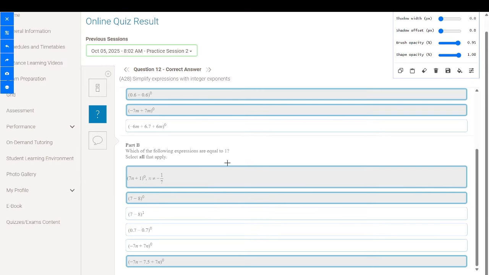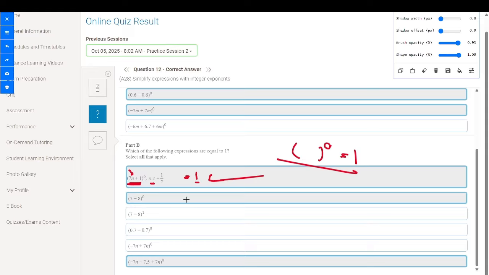Now for part B, here it's saying which of the following expressions are equal to 1? Anything, any expression inside here, power of 0 is equal to 1. Now let's see this one. 7n plus 1, power of 0. And here n is not equal to minus 1 over 7. If n is equal to minus 1 over 7, that means this expression would be 0. So 0 power of 0 will be not defined. But here, because n is not equal to minus 1 over 7, there will be a value here. And power of 0, it will be equal to 1. So this is the right answer.